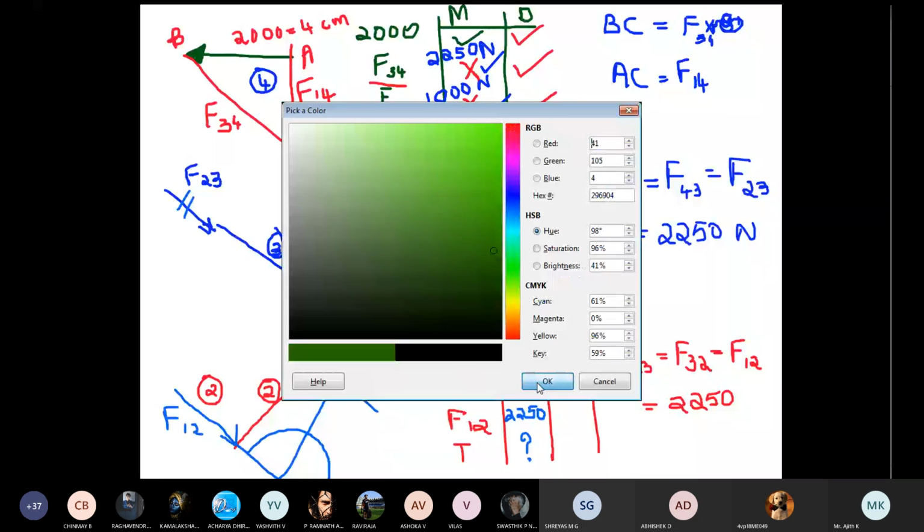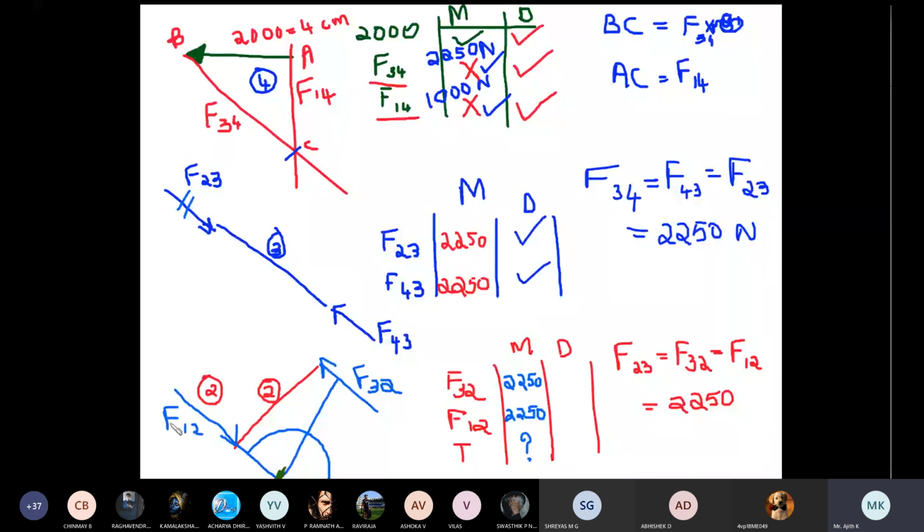We'll repeat this step. You can take one reference point anywhere along line F12. Set your protractor here. Draw a 90-degree line. This line has to be 90 degrees. And measure the dimension of this line. Suppose it is X. Then the final answer, torque, is given by F12 or F32 into H, or F into X. So like this, you can calculate the torque value.